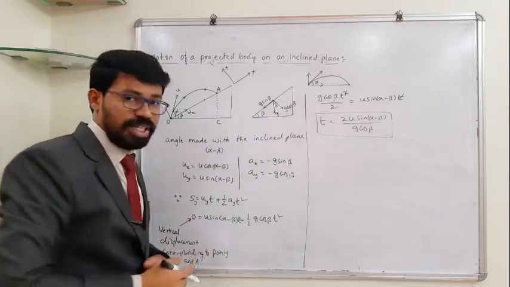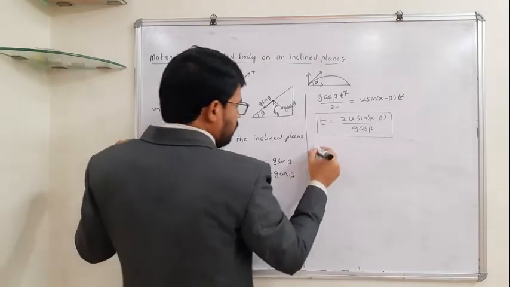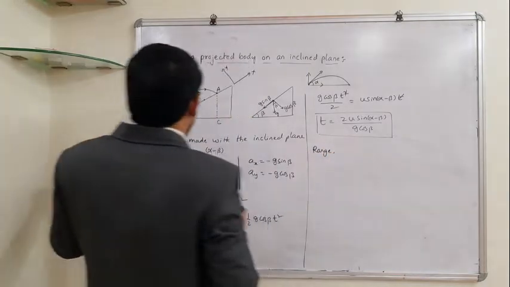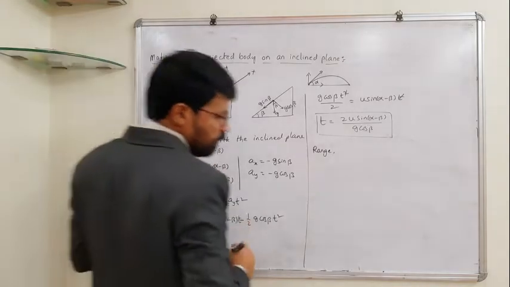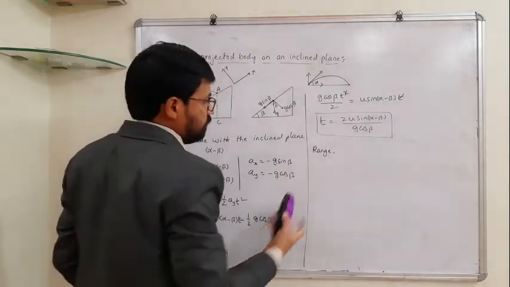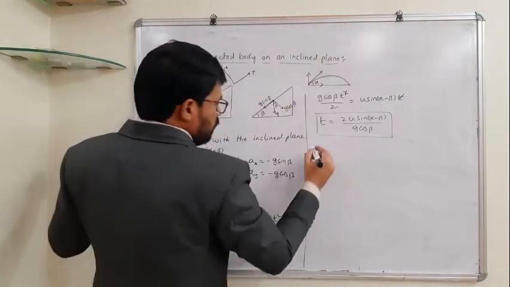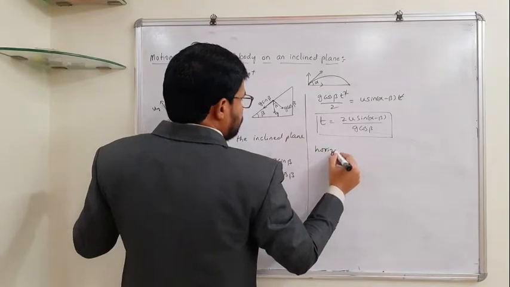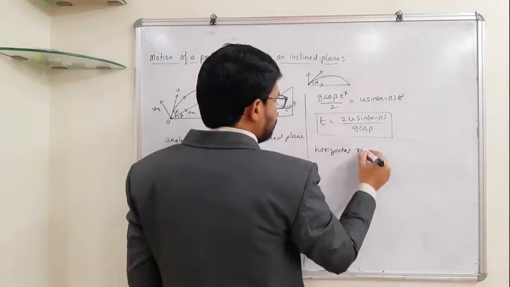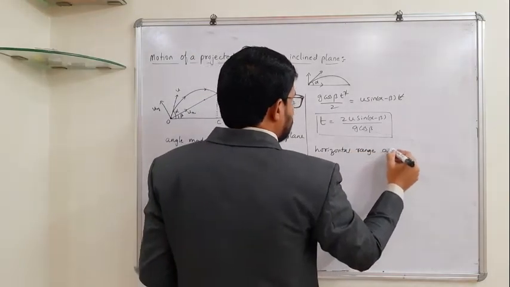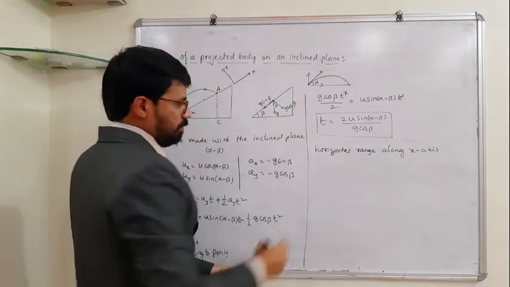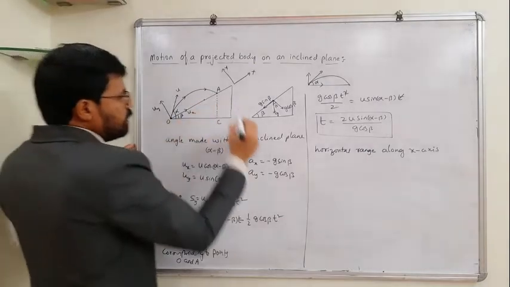Now let us try to find out the range, horizontal range. See, horizontal range along the plane, what I meant to say is parallel to this x direction, horizontal range along the x axis or along the inclined plane is how much here? It's OA, right?